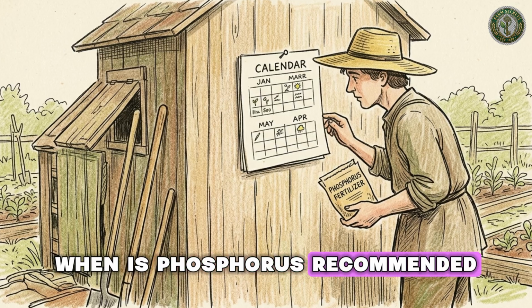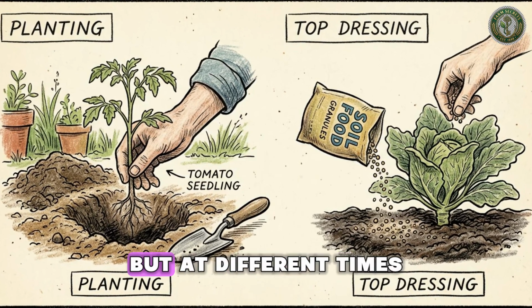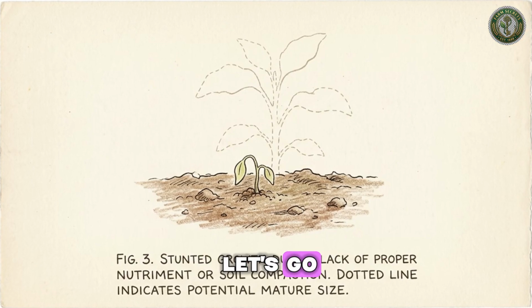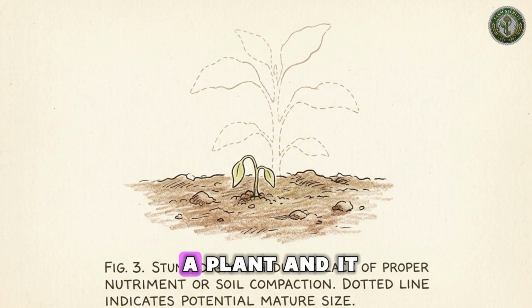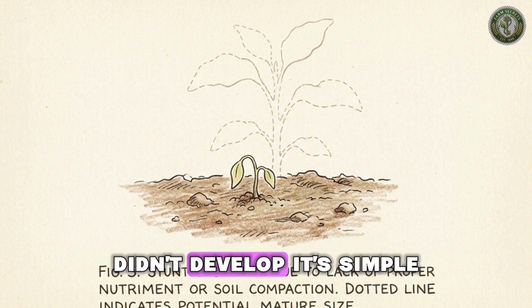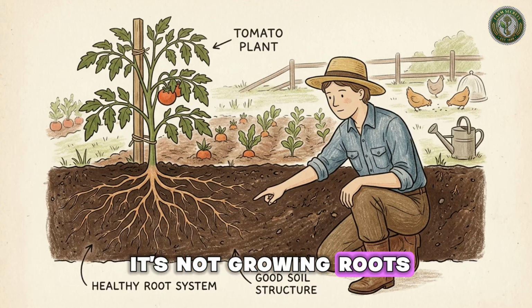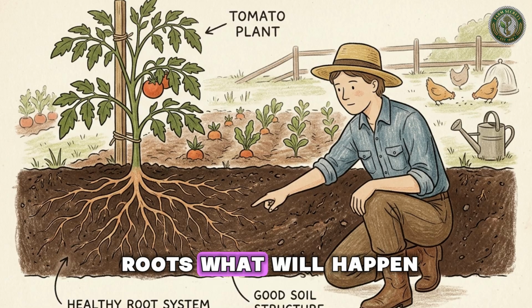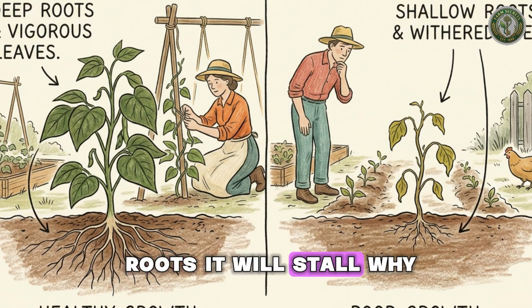When is phosphorus recommended? At planting, okay? And also as a top dressing, but at different times. What will phosphorus help the plant with? Have you ever planted a plant and it didn't grow, didn't develop? It's simple. The plant isn't growing roots. If the plant grows roots, what will happen to it? It will grow its aerial part. If it doesn't grow roots, it will stall.